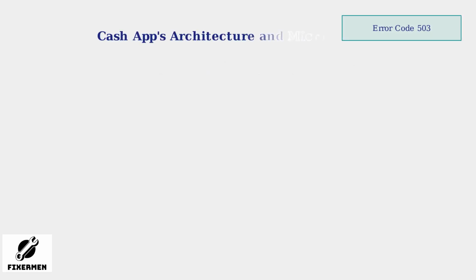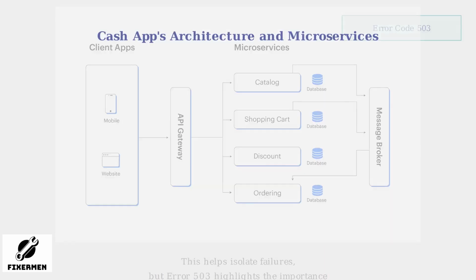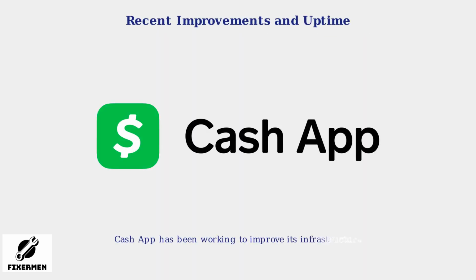Cash App's architecture relies on microservices, where different app components operate on separate servers. This design isolates potential failures, but Error 503 underscores the critical need for strong scaling mechanisms to manage peak user demand effectively. Cash App has implemented significant infrastructure improvements to enhance reliability.